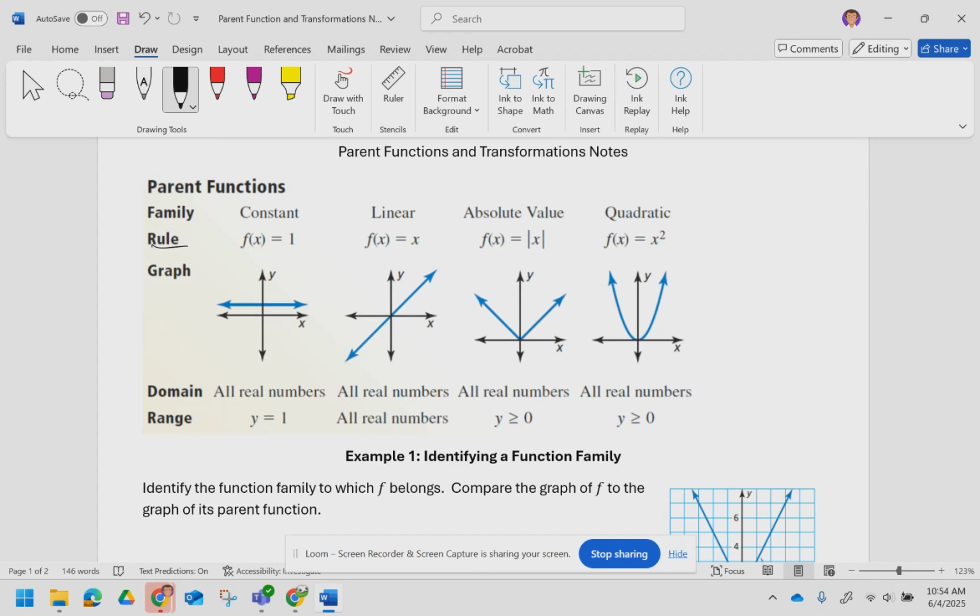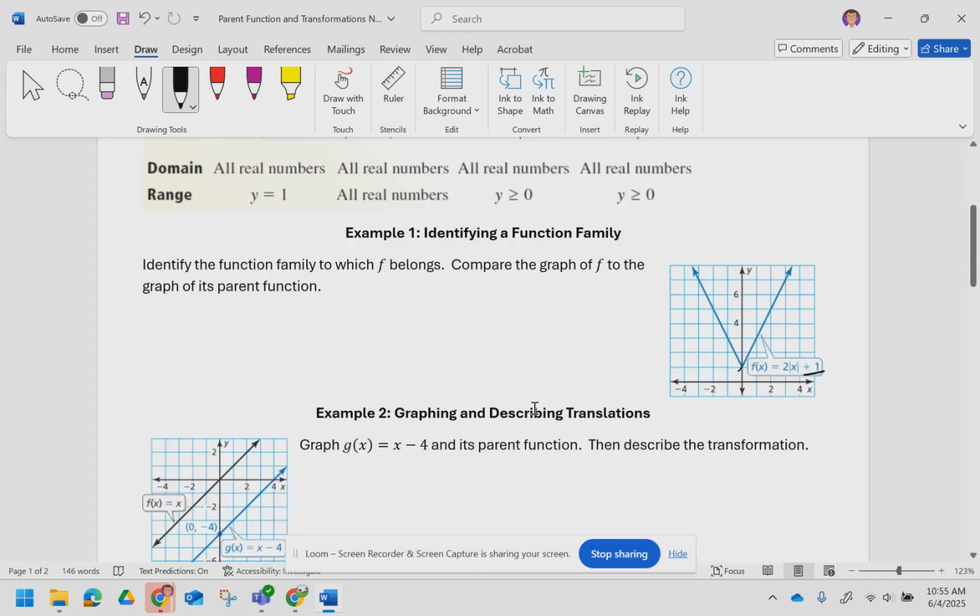Then we've got the quadratic family function. Its parent or rule is going to be f of x is equal to x squared. Notice this, rather than forming a V, forms more of a U. You can also call this shape a parabola. The x values can be all real numbers, but once again, notice it never goes below 0. Our range, y has to be greater than or equal to 0.